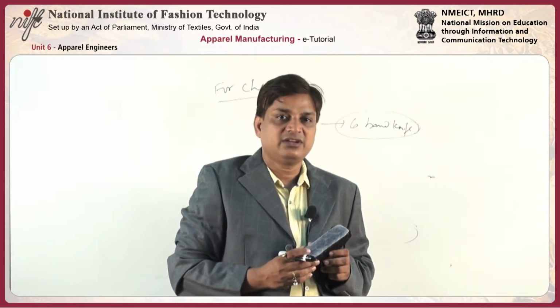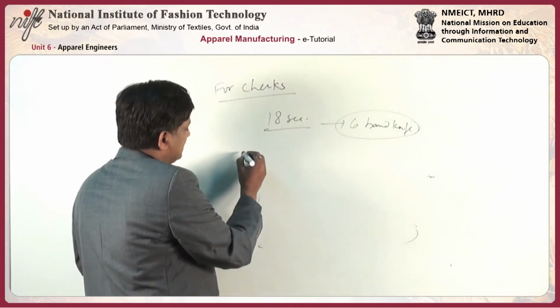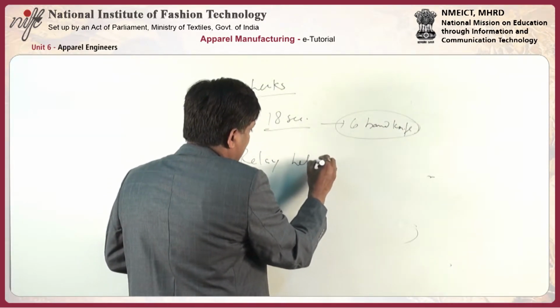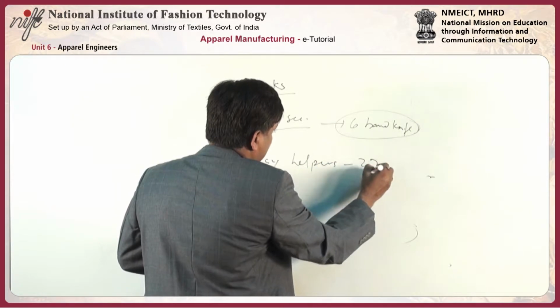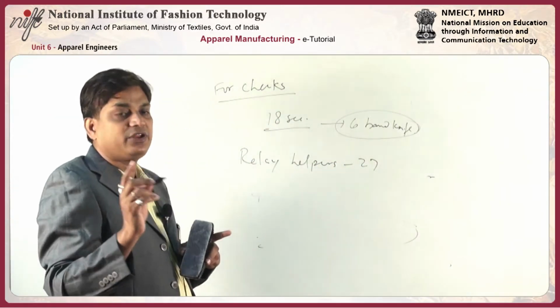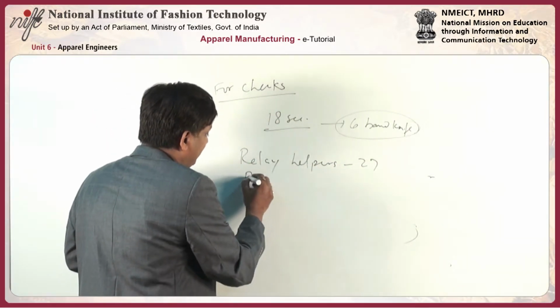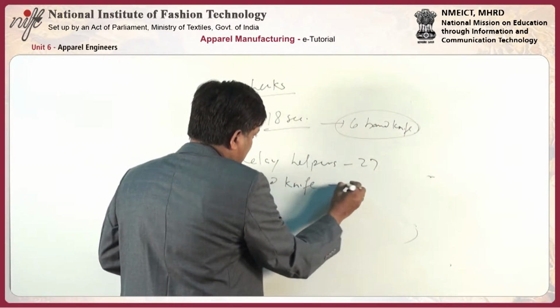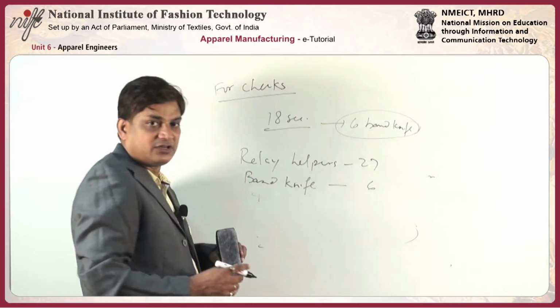And 27 relay helpers. Now here we will see how many relay helpers we require. We require 27 relay helpers, and 6 band knife machines for cutting the curve areas.